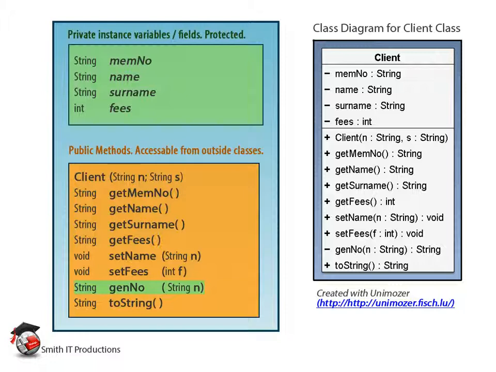On the right hand side you can see a diagram frequently used in exams to indicate also the different fields. You can see the private fields are indicated with a hyphen. All the public methods are indicated with a plus, and again on the right hand side we see that generateNumber also is indicated with a hyphen because it is a private method in this specific class.